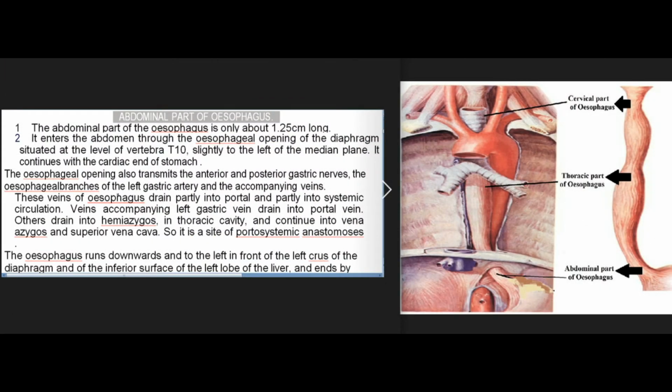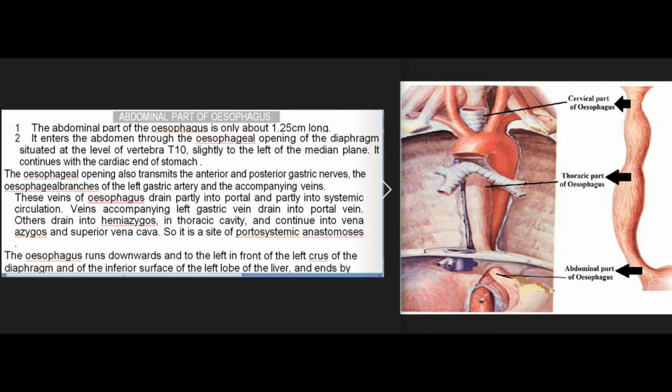Abdominal part of esophagus. 1. The abdominal part of the esophagus is only about 1.25 cm long. 2. It enters the abdomen through the esophageal opening of the diaphragm situated at the level of vertebra T10, slightly to the left of the median plane. It continues with the cardiac end of stomach.